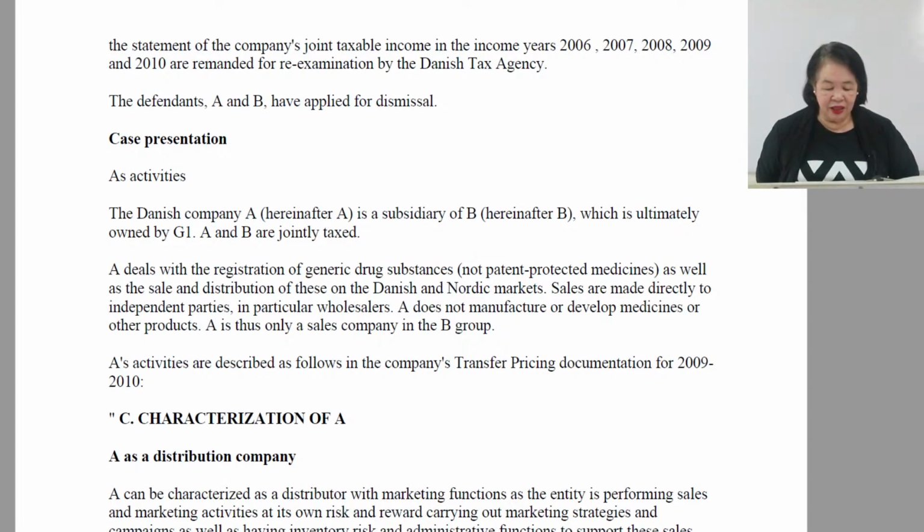Sales are made directly to independent parties, in particular wholesalers. A does not manufacture or develop medicines or other products. A is thus only a sales company in the B group. No? Okay. So, dito pa lang sa explanation, you can always refer, no? And if they are properly documented, so you can always refer. A's activities are described as follows in the company transfer pricing documentation for 2009 and 2010. No?